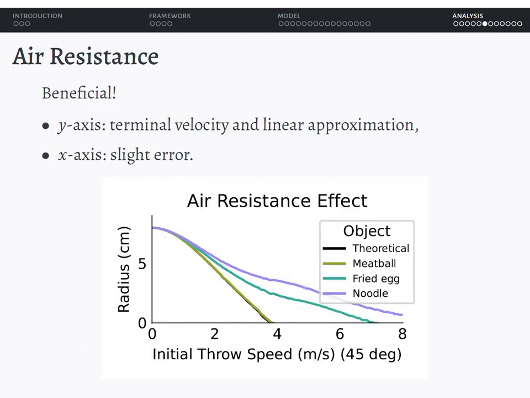We found air resistance makes catching easier, which may seem counterintuitive, but it makes sense because when drag is high, the vertical speed is close to the terminal speed, which better matches the dog's linear approximation. The speed will slow down in x, but that's way less than the effect of gravity.